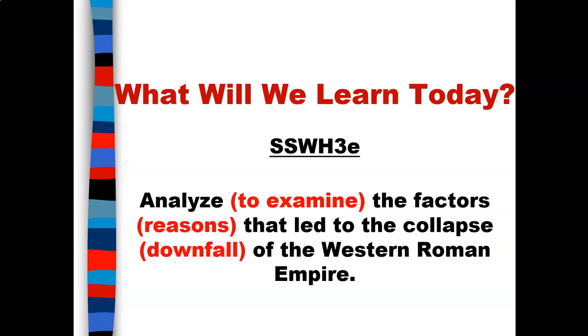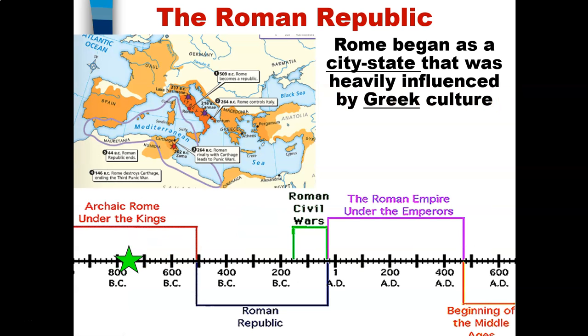But what will we learn today? Today we are going to analyze the factors that led to the collapse of the Western Roman Empire. Please make sure that you are taking notes. Make sure that you are reviewing your notes so that you can get a good high score on your AP World History exam.